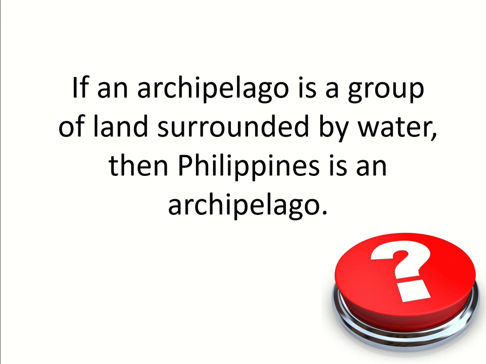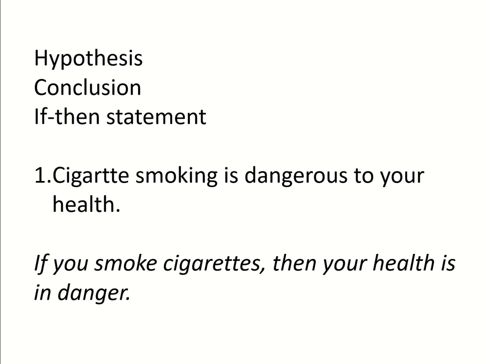Our hypothesis here is an archipelago is a group of land surrounded by water. Our conclusion here is Philippines is an archipelago. Next, let's now identify another hypothesis and conclusion of a given statement. Then, we're going to convert it into an if and then statement.